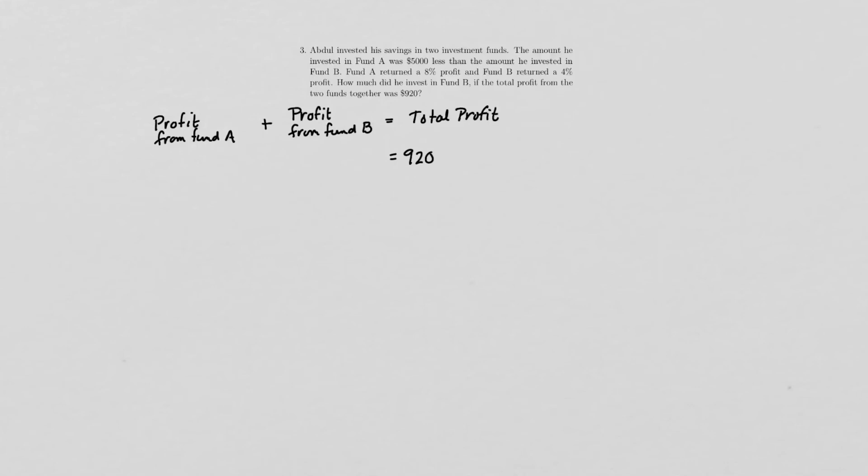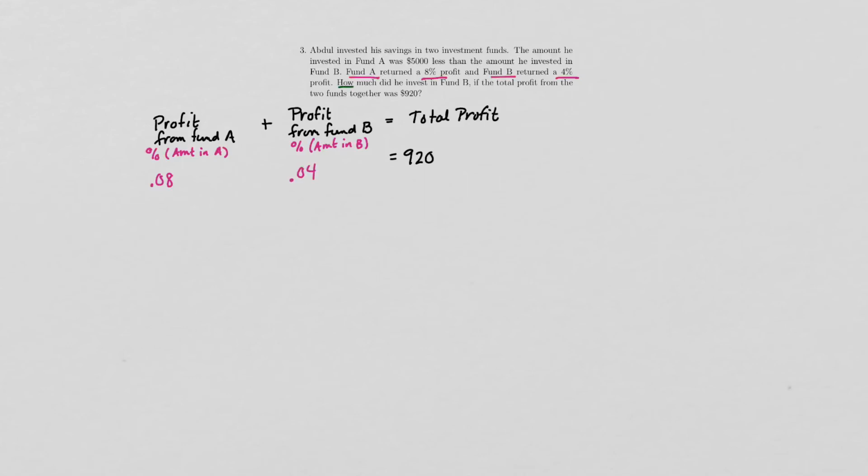They also told us, so the profit, just like in the last example, the profit is going to be the percent times the amount in Fund A. And this profit from B is going to be the percent of the profit he's getting times the amount in B. So if we notice, it says that there's an 8% profit in Fund A. So this is going to be 0.08. And there is a 4% profit in Fund B. So this is going to be 0.04.